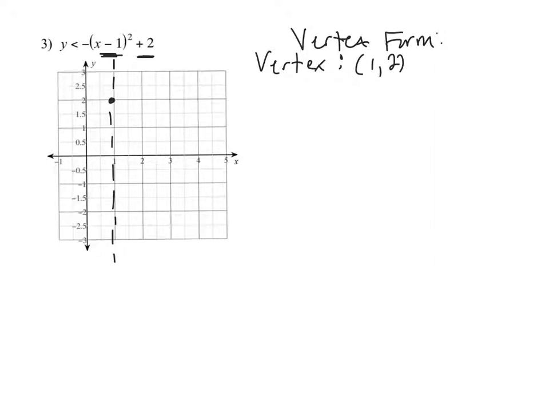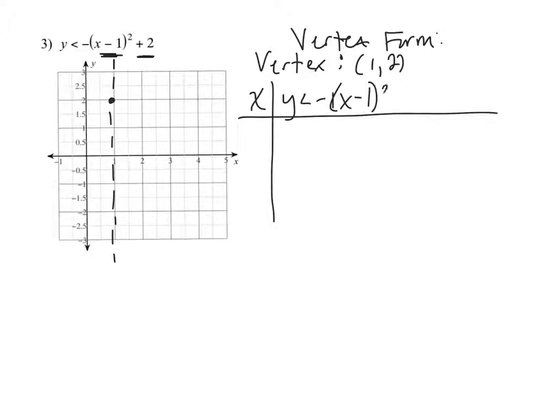So now you're to the point of doing a t-chart. So I have y is less than negative parentheses x minus 1 quantity squared plus 2. And I know my vertex was 1, 2. So I'm going to pick one value away from 1 on either side, and then I'm going to pick 2 values away from that vertex x value. And then you can plug in and then mirror the other one.